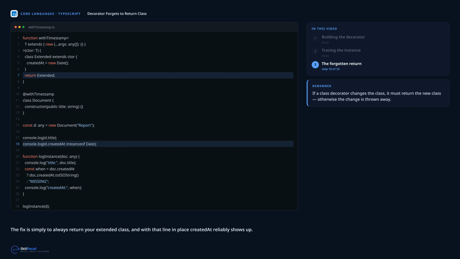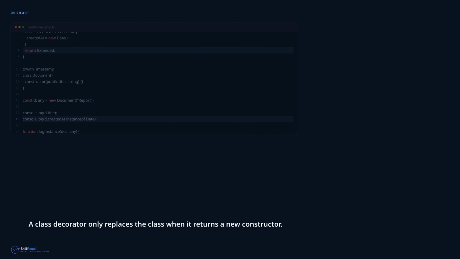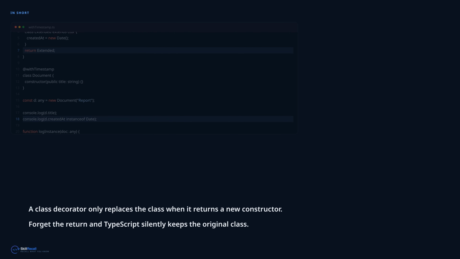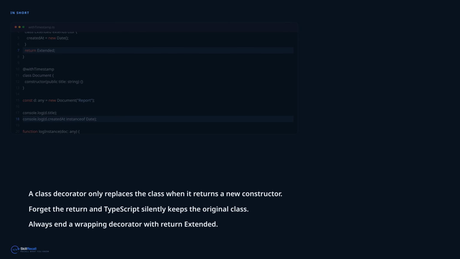A class decorator only replaces the class when it returns a new constructor. Forget the return and TypeScript silently keeps the original class. Always end a wrapping decorator with return extended.